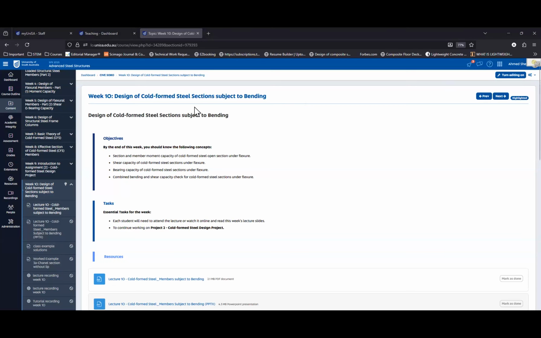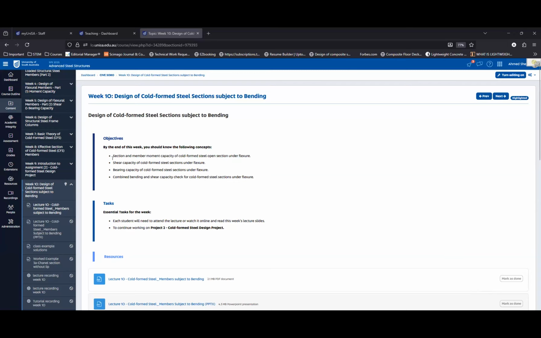So today we will be looking at design of cold formed steel sections or members subjected to bending moment. In this section, we will learn about the section and member moment capacity for the cold formed steel open sections. And as you know, any member under bending moment, we need to check the shear capacity as well. We also have the bearing capacity or the web crippling capacity for the cold formed steel sections.